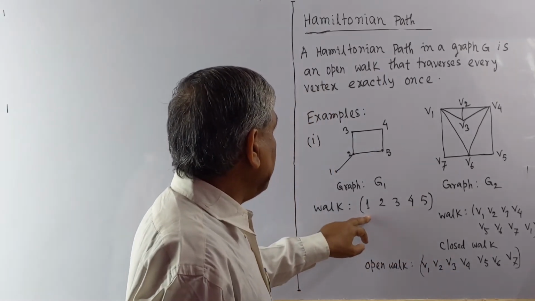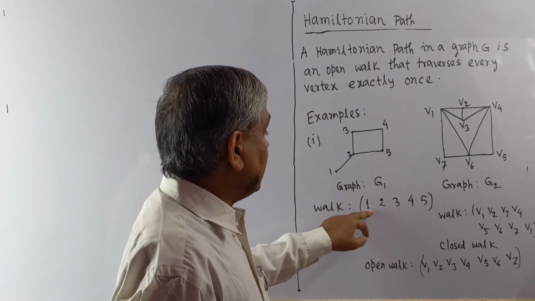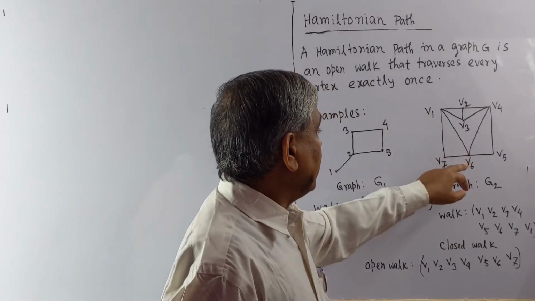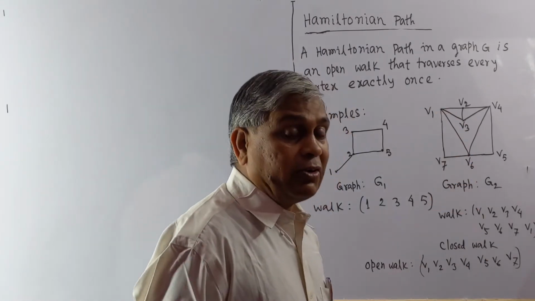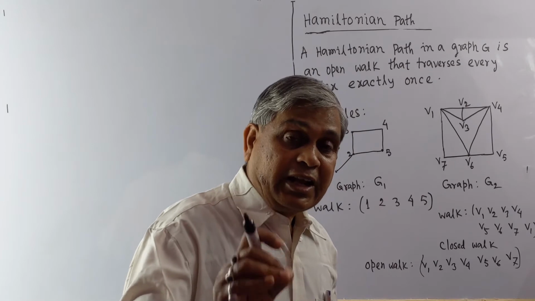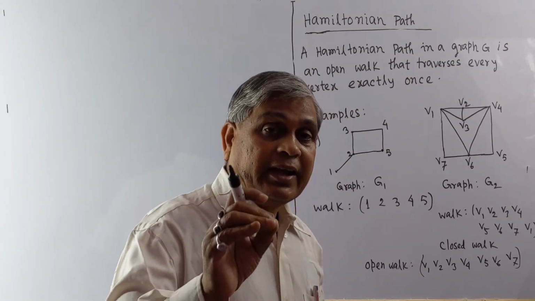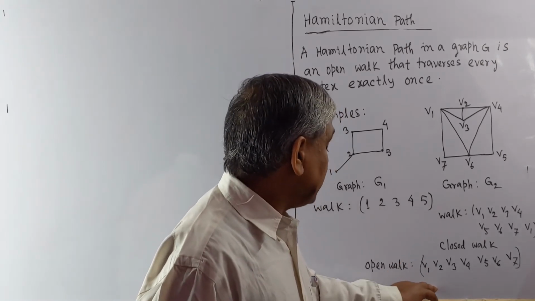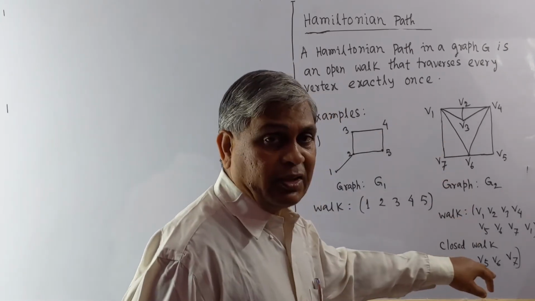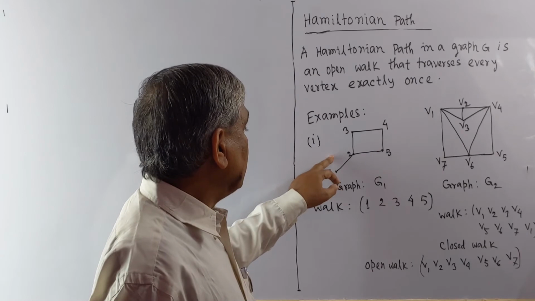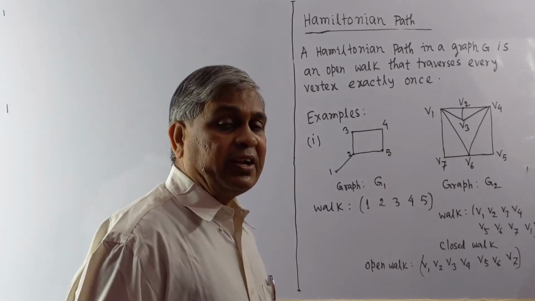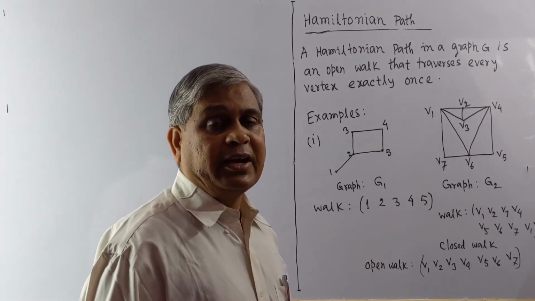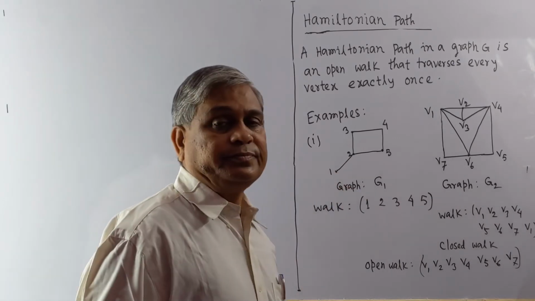This is also a Hamiltonian path, but here Hamiltonian circuit also. In this graph we get a Hamiltonian circuit as well as Hamiltonian path. But in this graph we do not get Hamiltonian circuit, only we get Hamiltonian path.